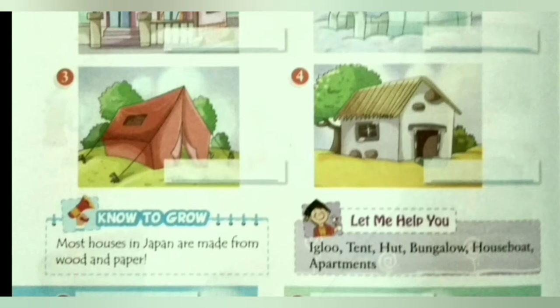Third picture is a picture of a tent. Tent is a shelter consisting of sheets of fabric attached to poles by rope. These are used as temporary homes by nomads. So we'll write here tent.